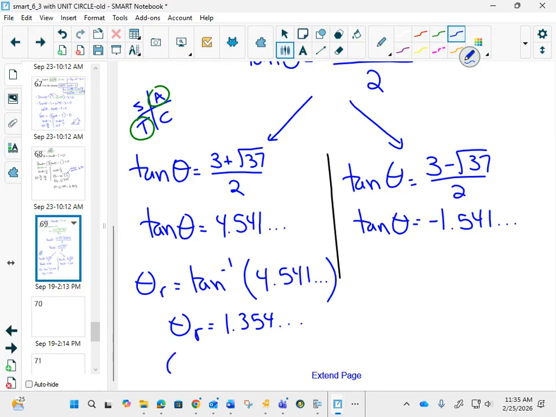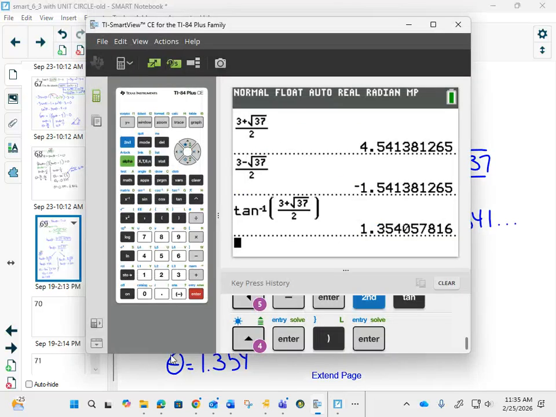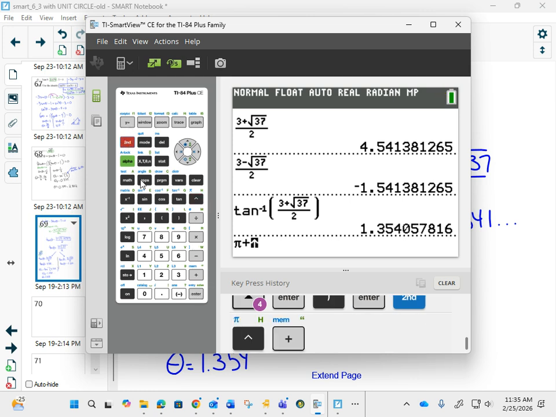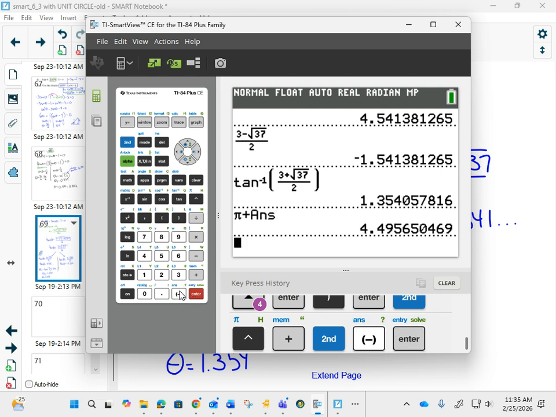So my actual answer here, well, quadrant 1 will be exactly the same. I should double check, did it round to 5 or did it stay at 4? 4, I think. Yeah, it stayed at 4. And then in quadrant 3, I would do pi plus my reference angle, pi plus my answer, and I get 4.496.